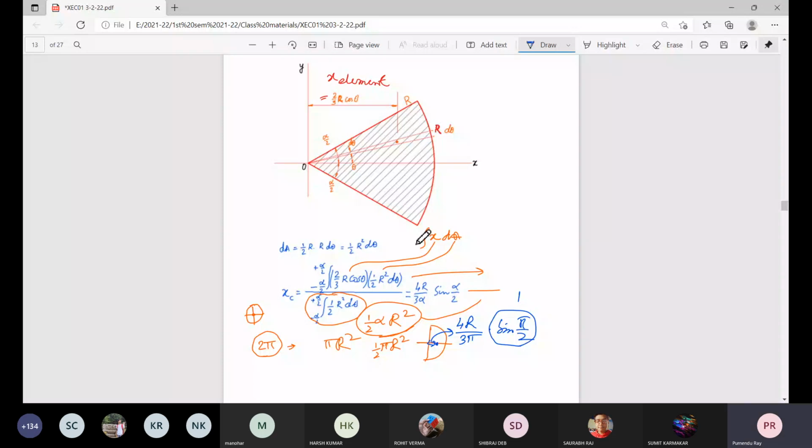This very small thing you can extend with your common sense. But these expressions are very important for circular arc and circular sector. For a circular arc along the line of symmetry, it is 2r by alpha sine half alpha. For a circular sector of central angle alpha, it is 4r by 3 alpha sine half alpha. That's all.